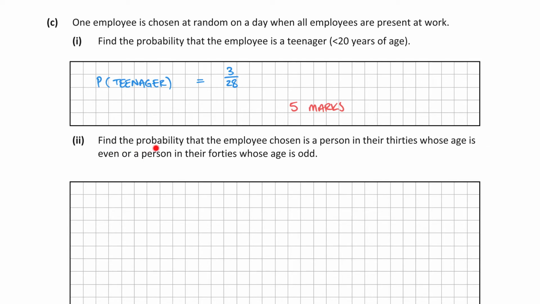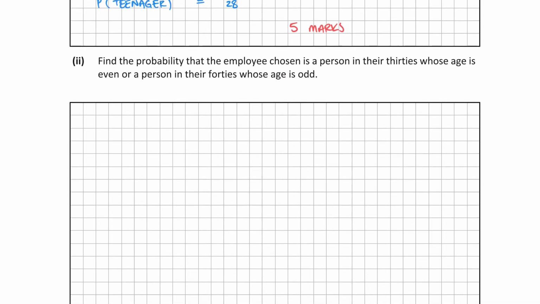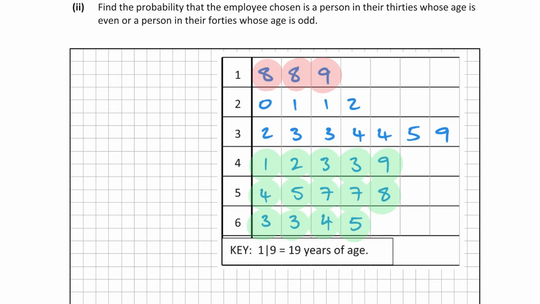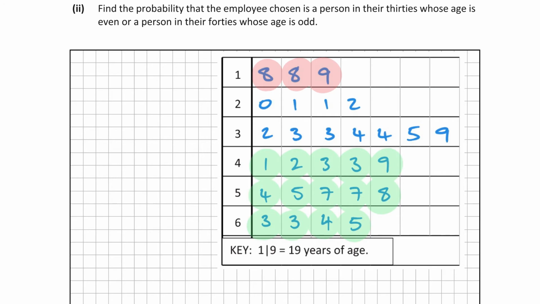So find the probability that the employee chosen is a person in their 20s or in their 30s, whose age is even, or a person who is in their 40s whose age is odd. So we bring our chart back in and we're going to look for a person who's in their 30s whose age is even. I'm going to highlight them in blue. So if in the 30s and their age is even, so 32, or not 32, 34, and there's only 3 of them there, isn't there?